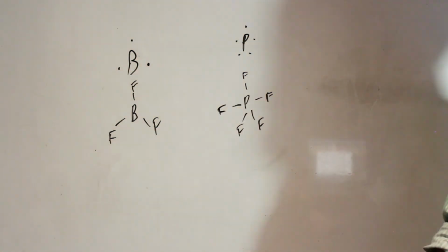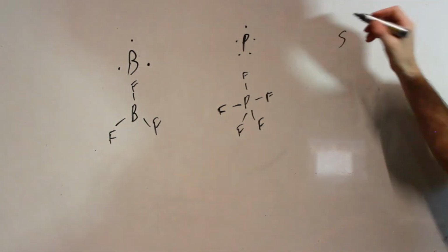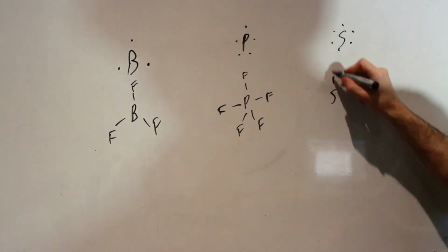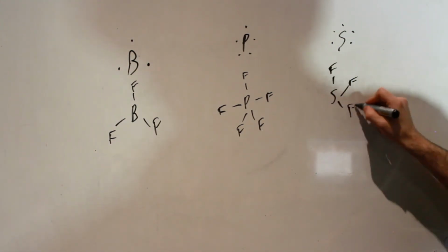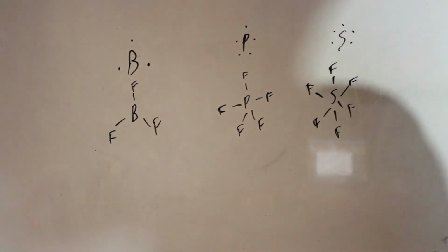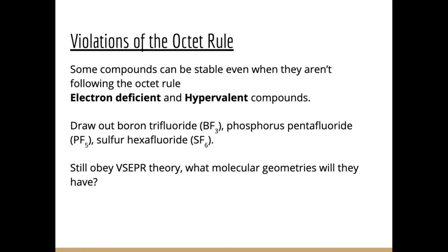And then the last one is sulfur hexafluoride, SF6. So sulfur has 1, 2, 3, 4, 5, 6 electrons in its valence. So we have F 1, 2, 3, 4, 5, 6. Now these will have different molecular geometries, but the idea is still the same, that these electron areas want to be as far apart as they can be. So if you're playing along, you can pause now and predict what molecular geometries these might have based on that table in the previous slide.